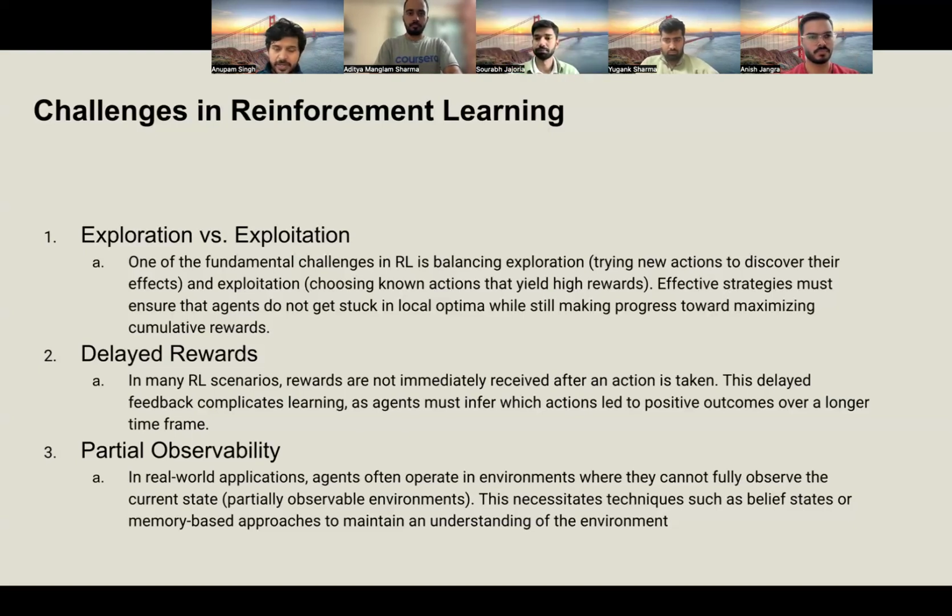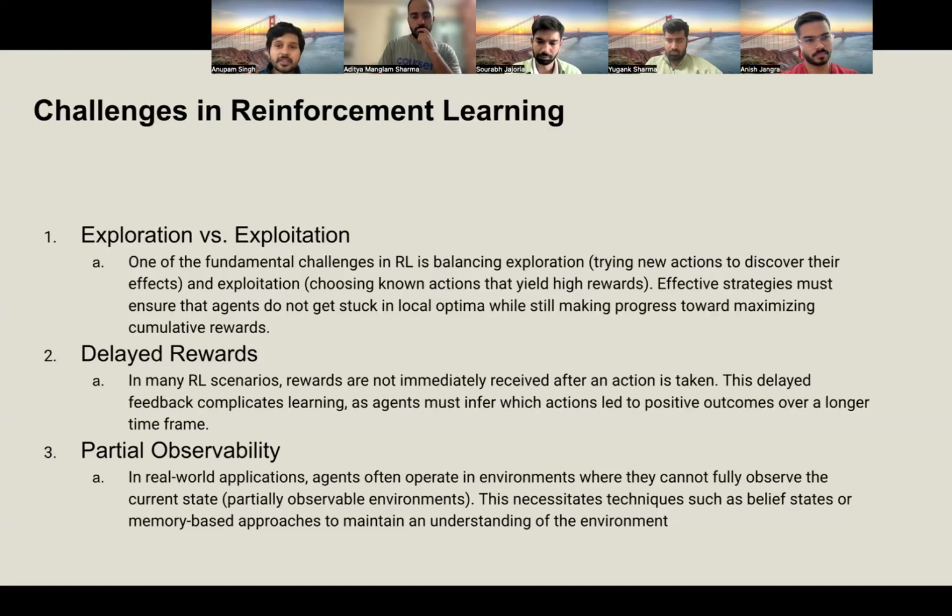Then there is partial observability. Hope exploration versus exploitation is clear. Delayed rewards are also clear. Then there is partial observability. In real world applications, an agent often operates in an environment where it cannot fully observe the current state. It's absolutely true. We have already learned about various kinds of environments. If the environment is partially observable, to create an RL algorithm and make sure that it sticks is really difficult, because this necessitates techniques such as belief state.